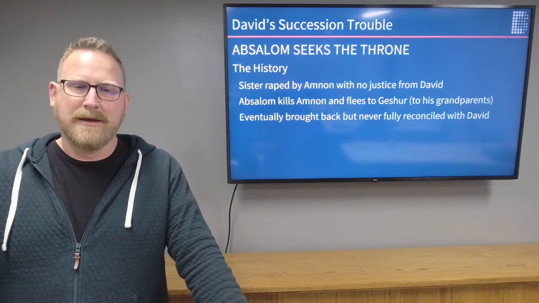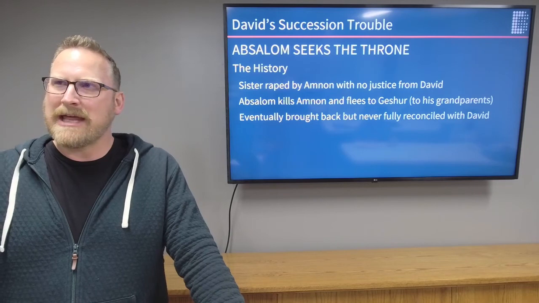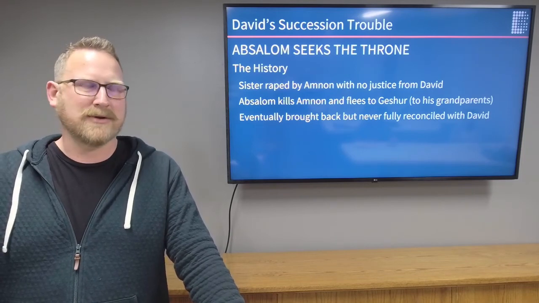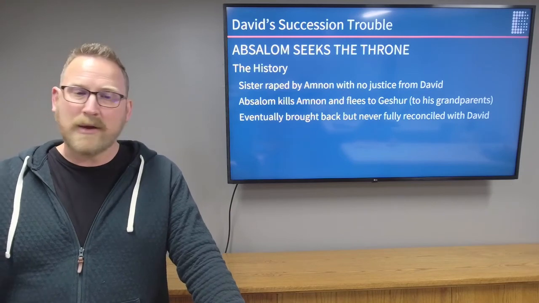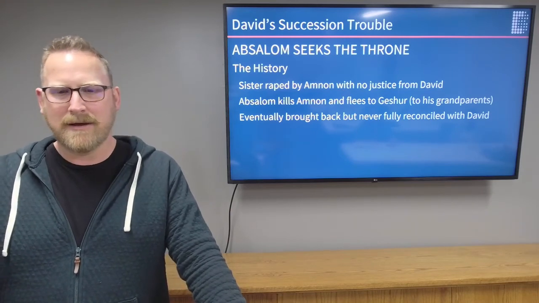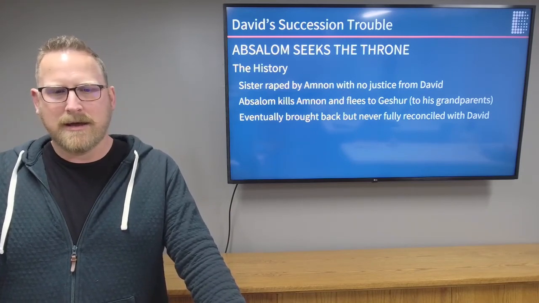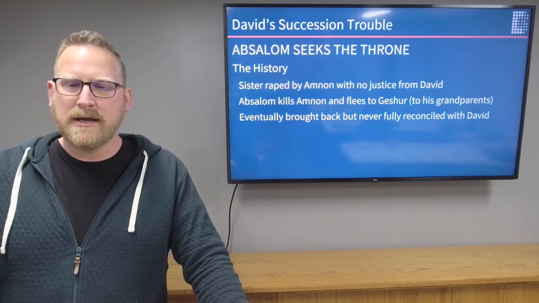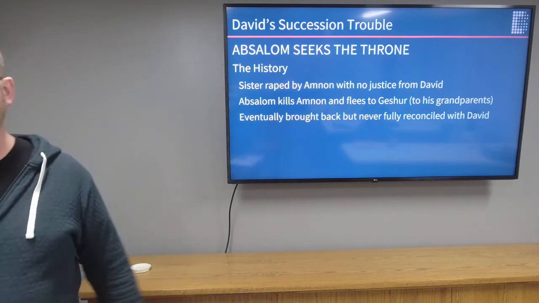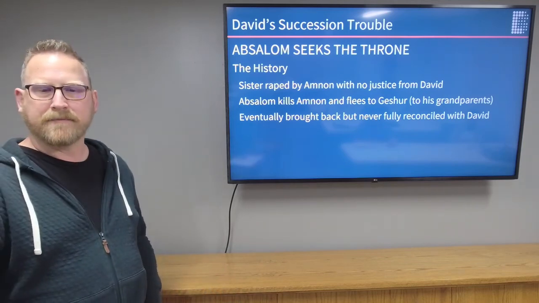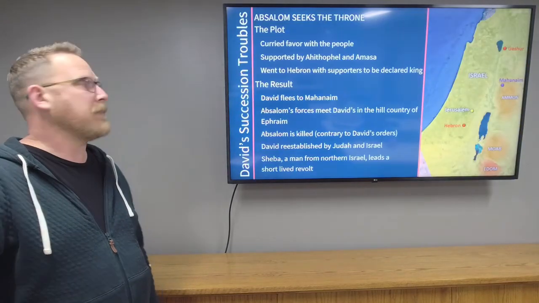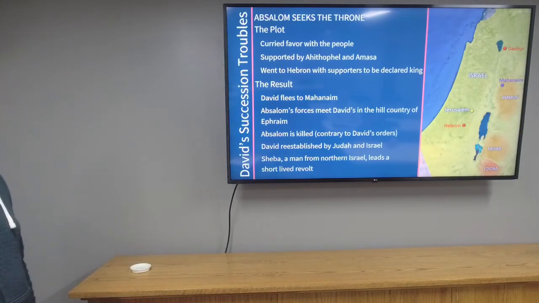So Absalom, pretty calculated guy. He says nothing, good or bad. Seems to not react. And two years later, suddenly he really wants to invite Amnon to the sheep shearing party, and he ends up having him killed. And then Absalom flees to Geshur, where his grandparents are. He is eventually brought back, but he's not fully reconciled with David.